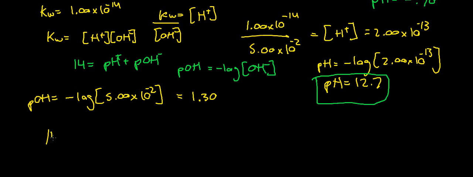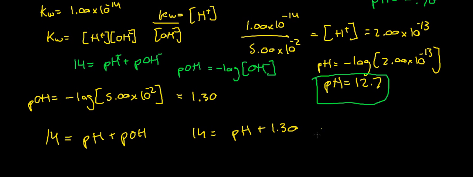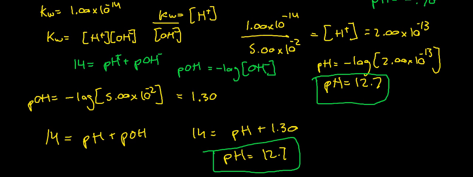What we were thinking of doing before, 14 is equal to pH plus pOH. 14 is equal to pH plus 1.30, and then I'll subtract. pH is equal to 12.7. Same answer.